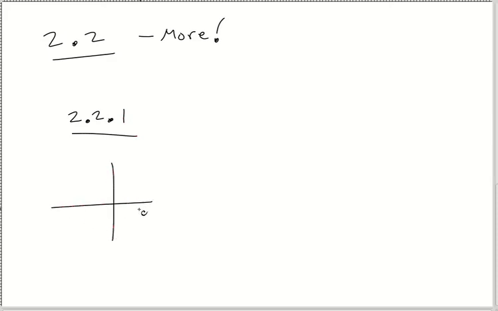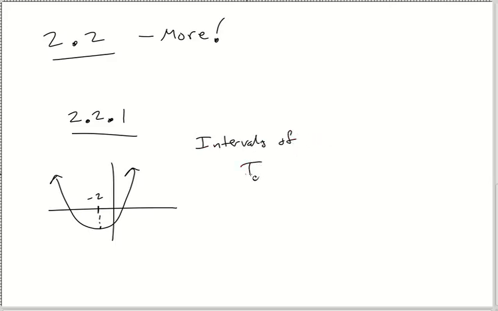Anyways, the first question we're going to do is about increasing, decreasing, constant. And they have a parabola, and this is about -2 right here, where that minimum is. And they're saying find the intervals of increasing, decreasing, and then constant.